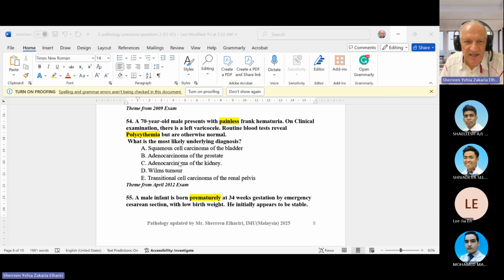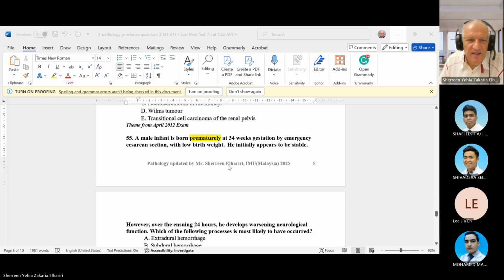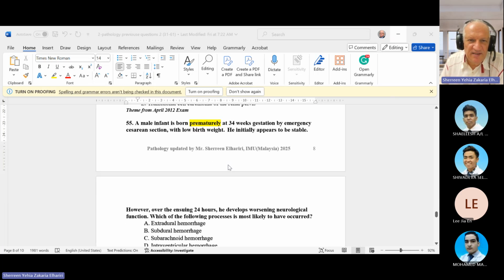So this patient has adenocarcinoma of the kidney or renal cell carcinoma, or the old name, not commonly used, hypernephroma. Next question is also tricky, for me at least, but those who work in pediatrics say it is common.